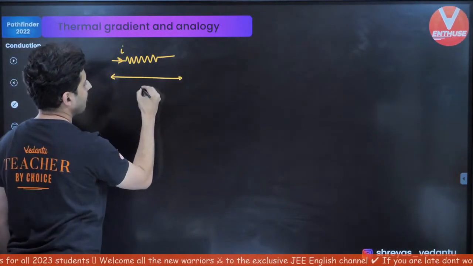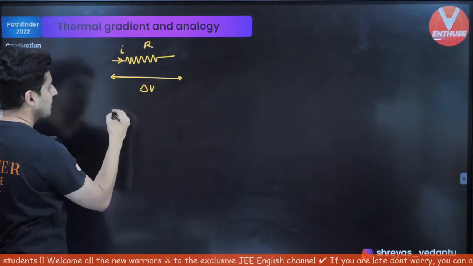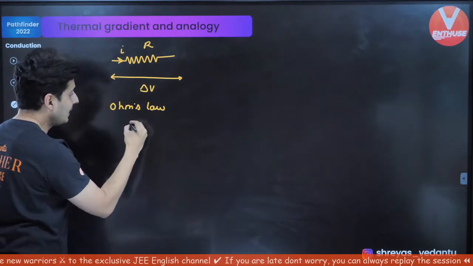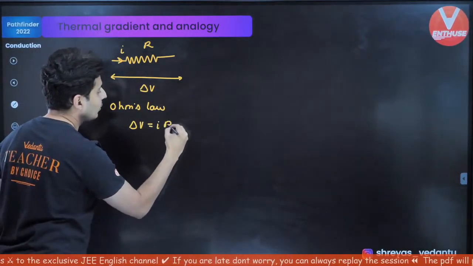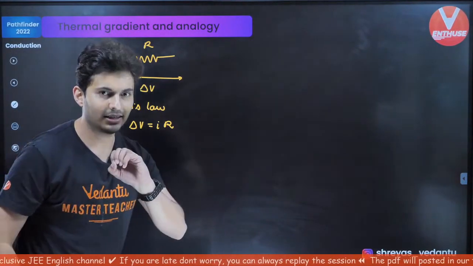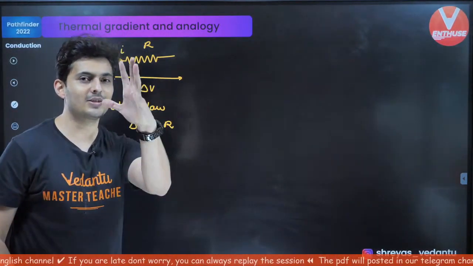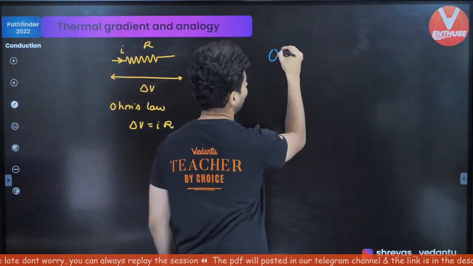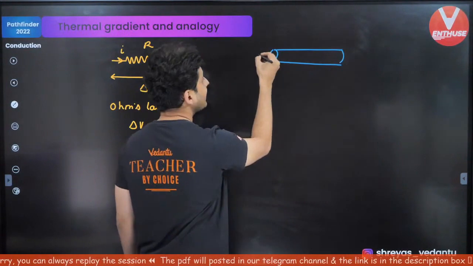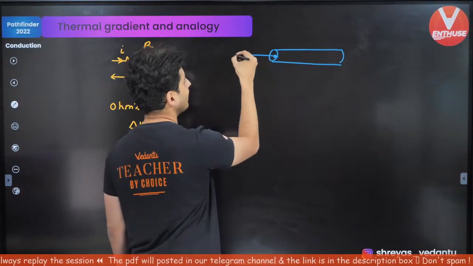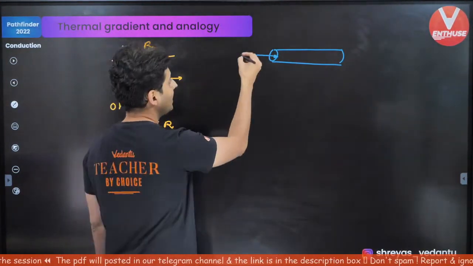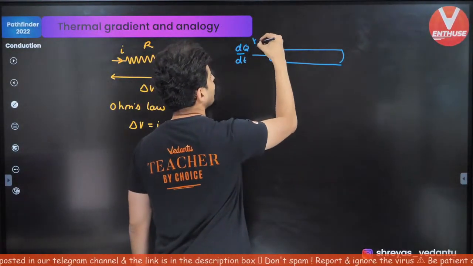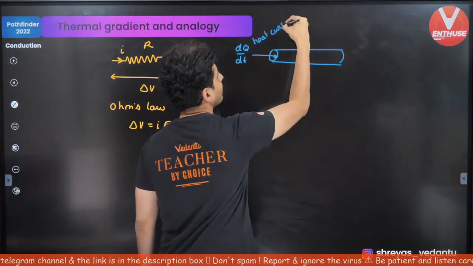because there is some voltage difference, and by Ohm's law, what do you get? The voltage difference is current into resistance. This is what you get. I find some similarities of this in conduction, and here it is on your screen. You have a rod. There is heat current which is flowing. Instead of I, I have dq by dt. So this is basically your heat current.